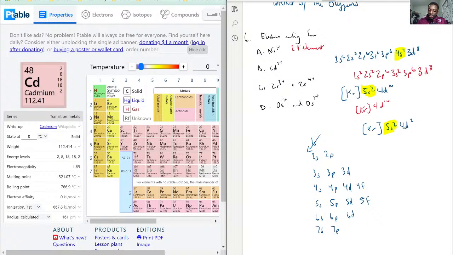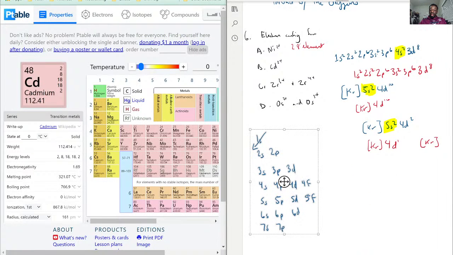So for this, I have 5s2, 4d2. But because we want the zirconium 3 plus, it would actually just be 4d1. Okay, that's what's going to happen here for that electron configuration. For zirconium 4 plus, it would just be this as its shorthand. Okay, so far that's A, B, and C.